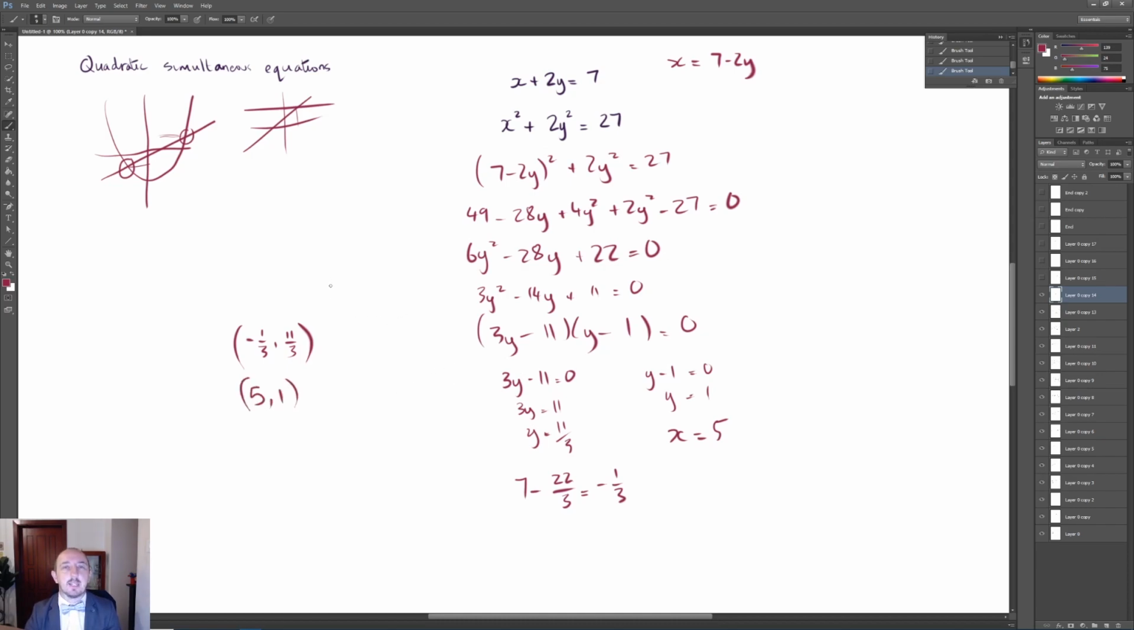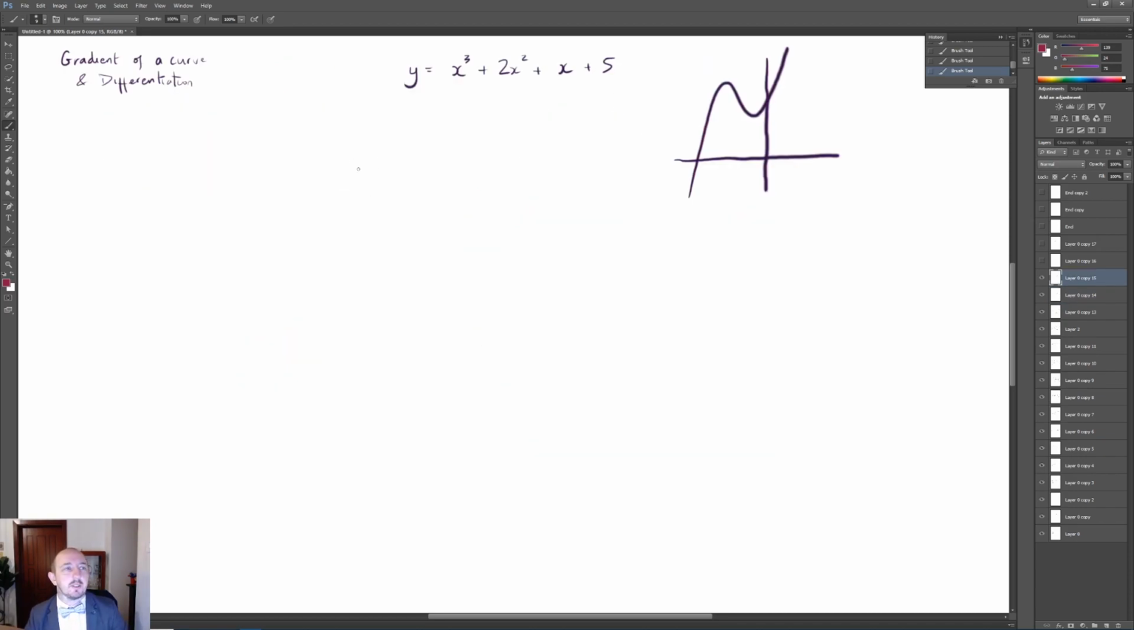Okay? They might ask you to do some midpoint stuff with this or things like that, but you could get to that point by substituting in for the linear term. The next topic I want to talk about is the gradient of a curve and differentiation. So in this topic, sometimes they don't give you the actual equation of this graph, and they ask you to find the tangent at a particular point and work out the gradient.